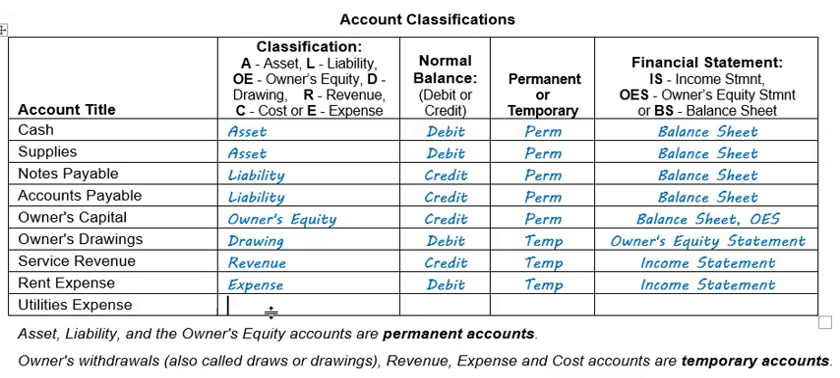Next, we have utilities expense. Same as our rent expense. It's an expense account. Normal balance is a debit. It's a temporary account, and it will be found on the income statement.